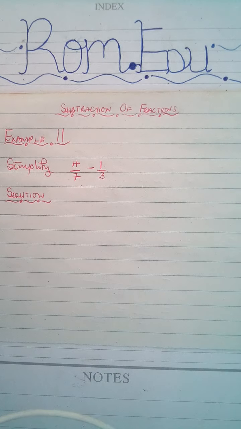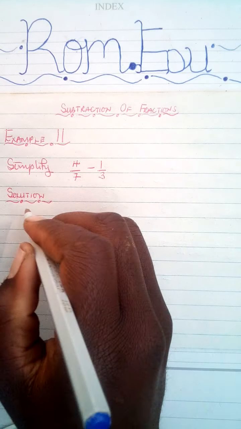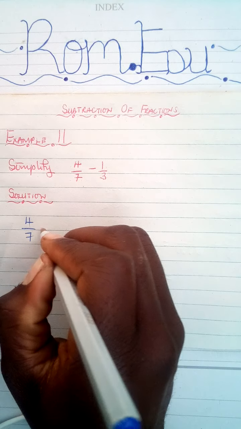So let's go to subtraction. Under example 11, we are asked to simplify 4 over 7 minus 1 over 3. So it's almost the same as we did in addition. The only thing here that is changed is the subtraction sign. So let's go into the question: 4 over 7 minus 1 over 3.